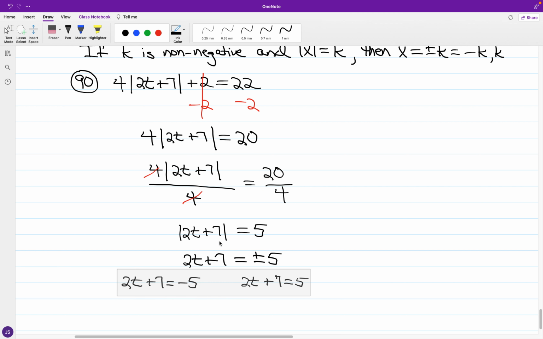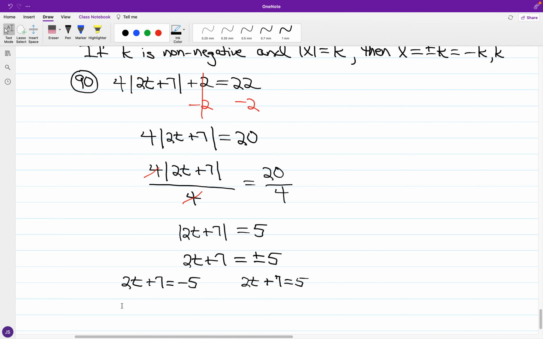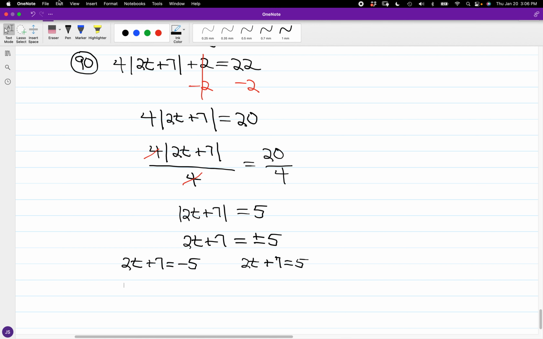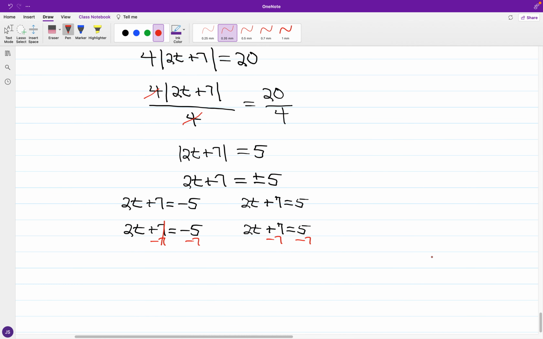Okay, so with our equations, at the lower end, we have 2t plus 7 is equal to negative 5. The upper end, I have 2t plus 7 is equal to 5. Here we have negative 5 minus 7 is negative 12. And if 2t is equal to negative 12, we'll have that t is equal to negative 6.